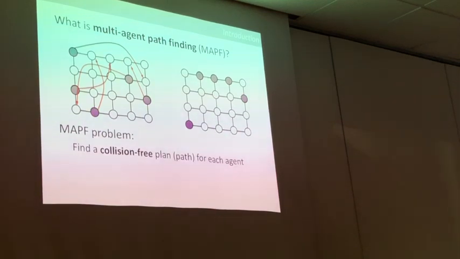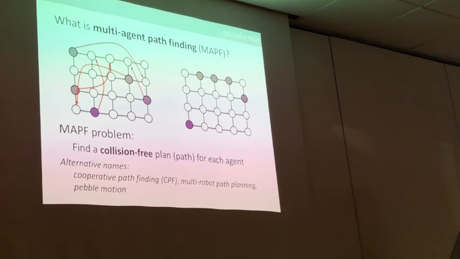This problem is called multi-agent pathfinding, but you can find it under different names like cooperative pathfinding, multi-robot path planning, pebble motion, and maybe there are other names. So in this tutorial, we will cover basically this type of problem.